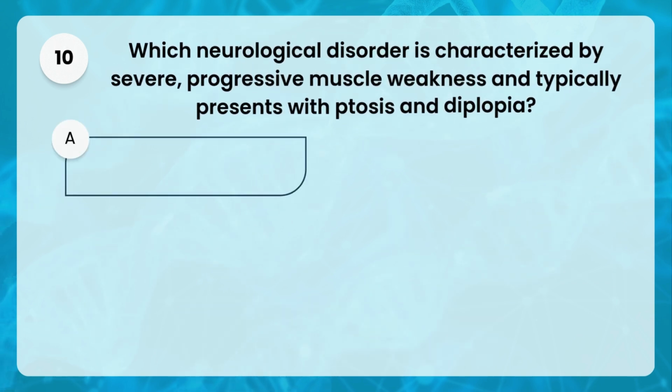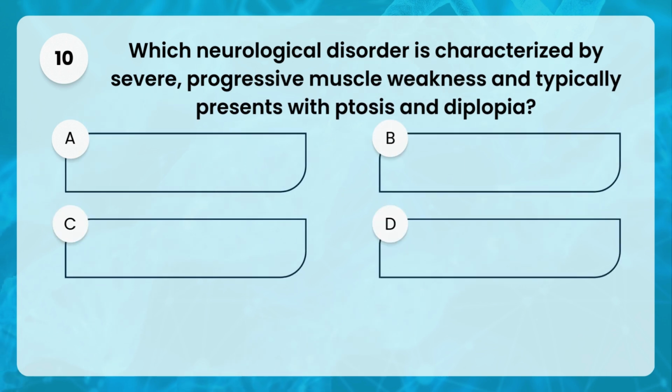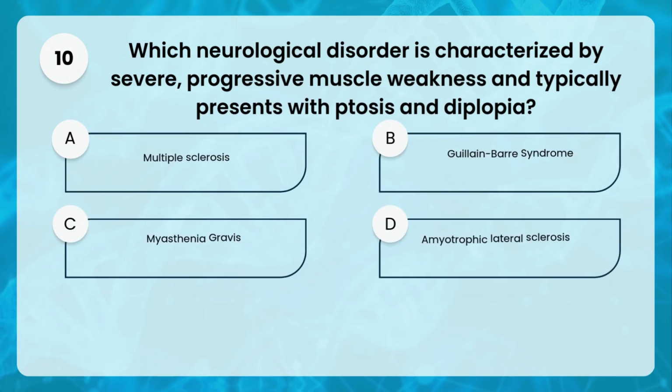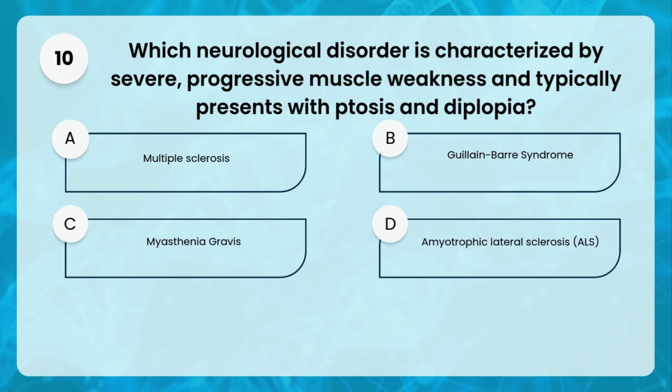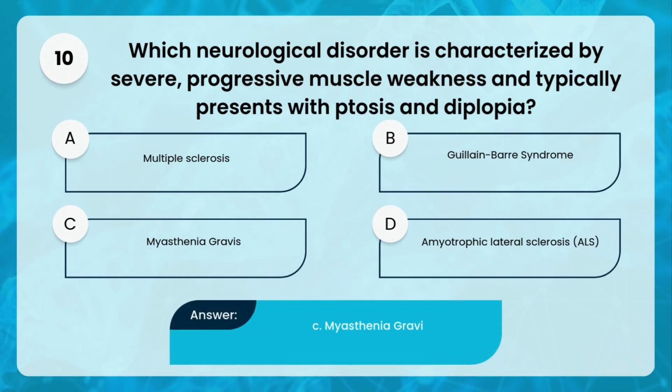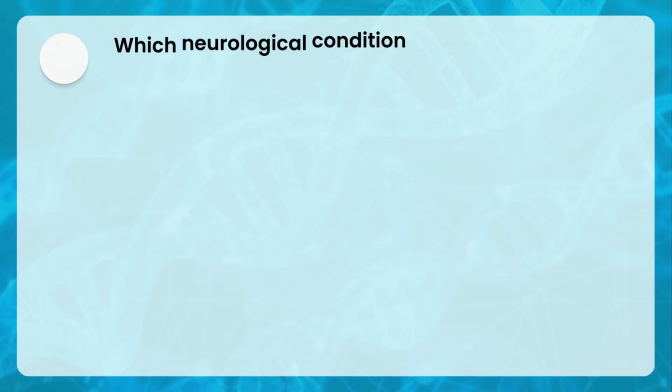Number 10. Which neurological disorder is characterized by severe progressive muscle weakness and typically presents with ptosis and diplopia? A. Multiple sclerosis. B. Guillain-Barré syndrome. C. Myasthenia gravis. Or D. Amyotrophic lateral sclerosis, ALS. The answer is C. Myasthenia gravis.